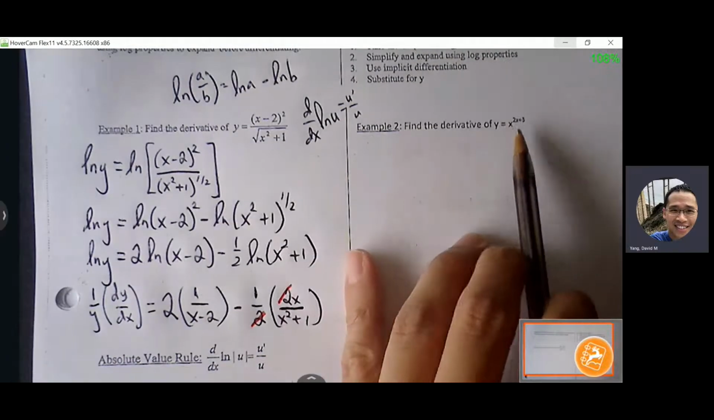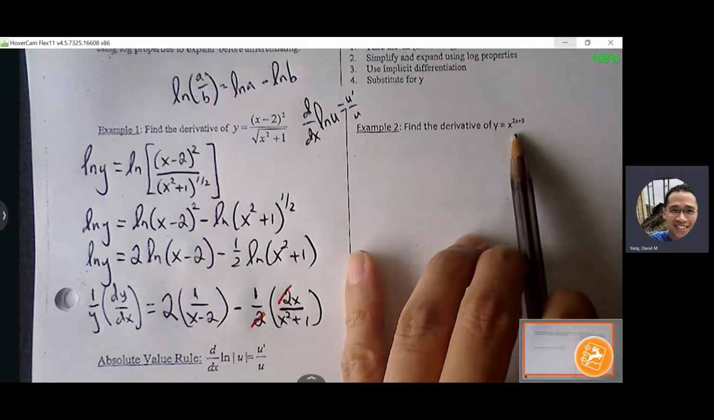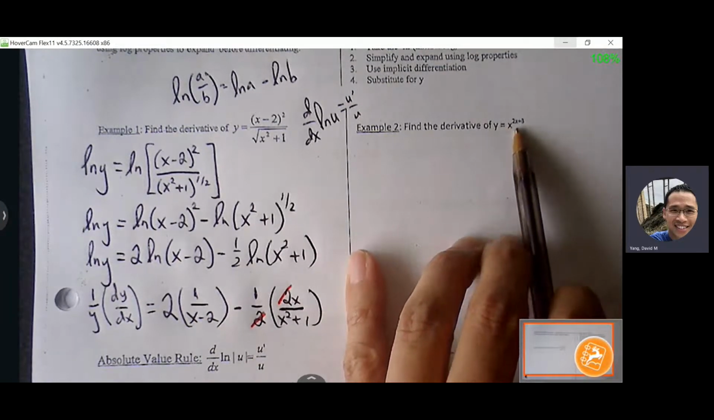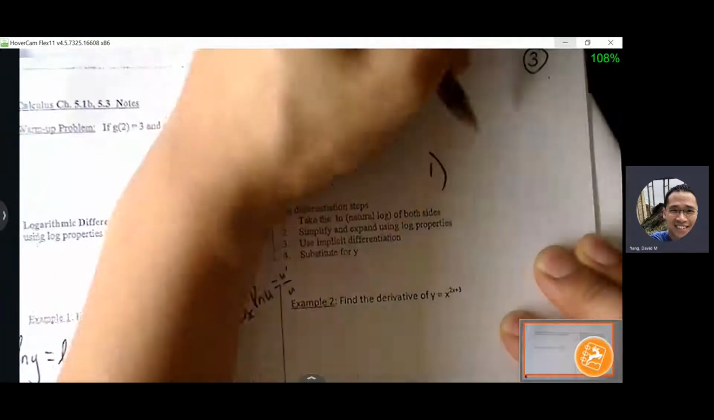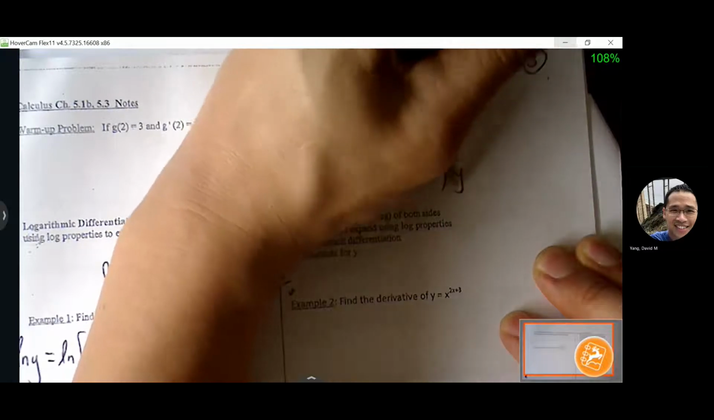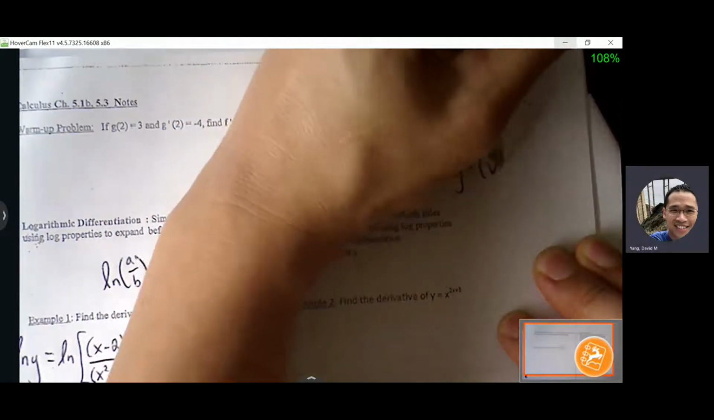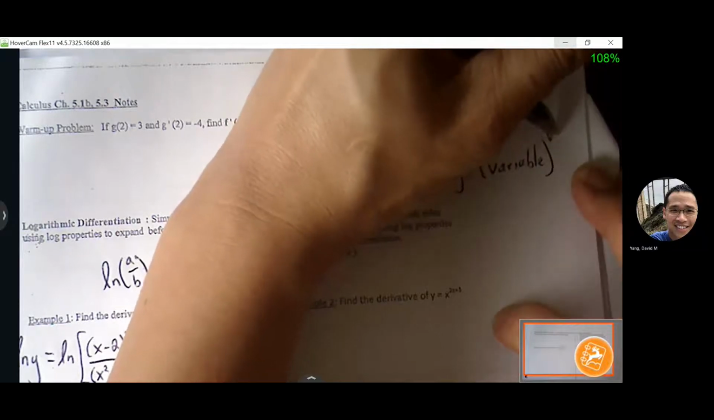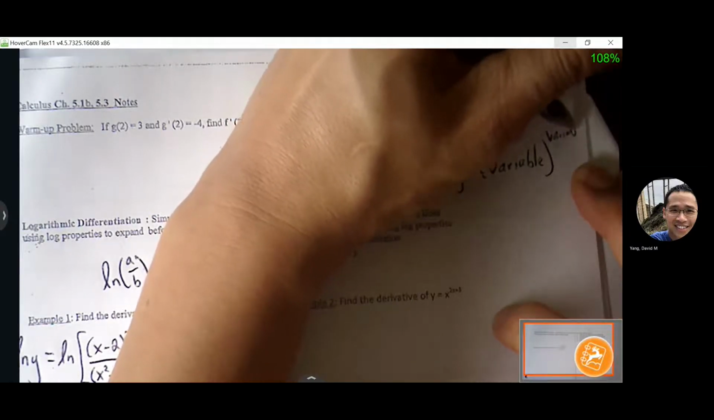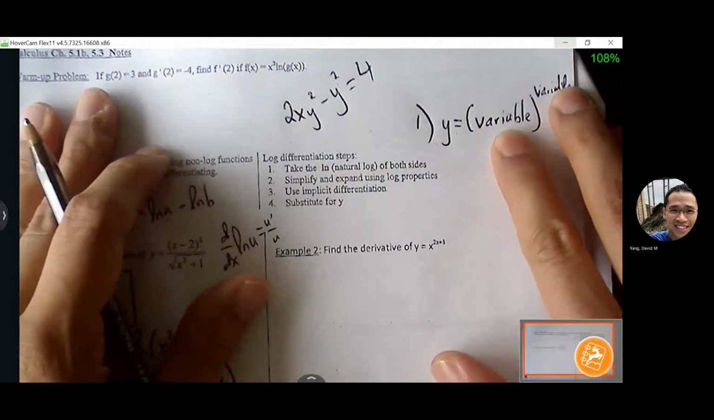So I want you to look at this. Look at example 2 here. Look at the way that this is set up. This is a variable raised to a variable. Okay. And I want to talk about the fact that we don't have a rule that can handle a variable raised to a variable. Okay. This we don't have.